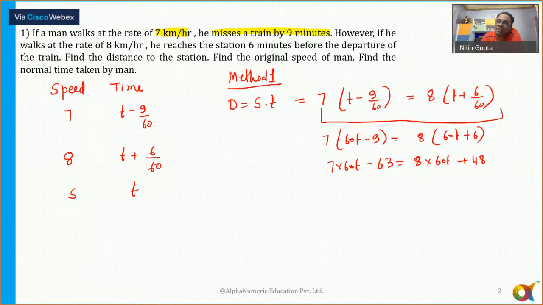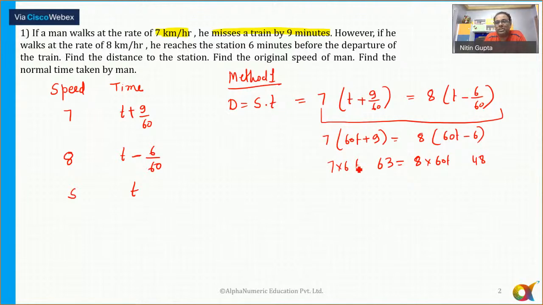He reaches 6 minutes before, misses a train by 9 minutes. One mistake which I've committed: this is T plus 9 and T minus 6. 9 minutes late means he's taking 9 minutes extra, so it will be T plus 9. And 6 minutes early, so you should write T minus 6. I'll change my equation once again before I proceed further. So T plus 9 by 60, T minus 6 by 60. This is my equation. Let's try to solve these equations and find out the time also.